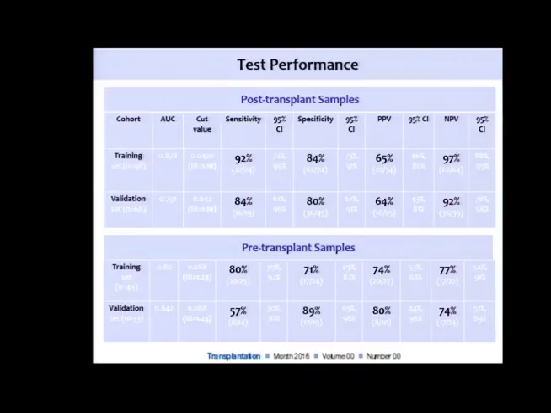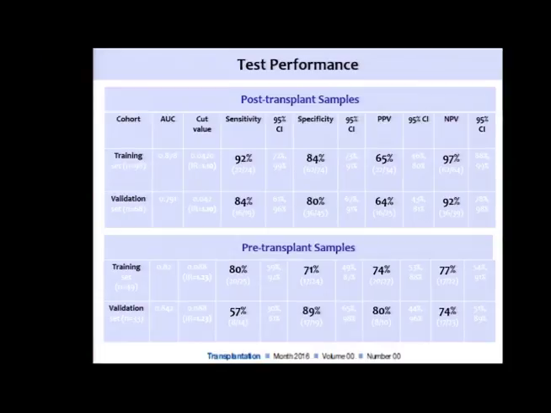The samples were divided into the training set, which was pre-2010, and the validation set, which was post-2010. And you can see the sensitivity and specificity, positive predictive value and negative predictive values are fairly similar. And mind you, these are completely independent cohorts. They've been tested 2 years apart. They've been tested with different versions of the same reagents. So this was quite nice for us to see.